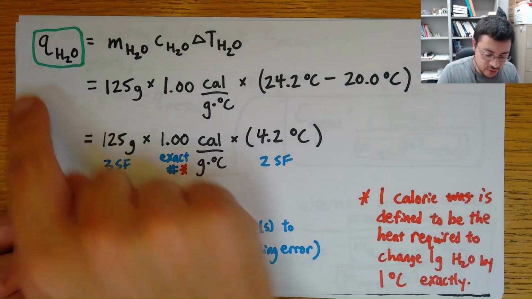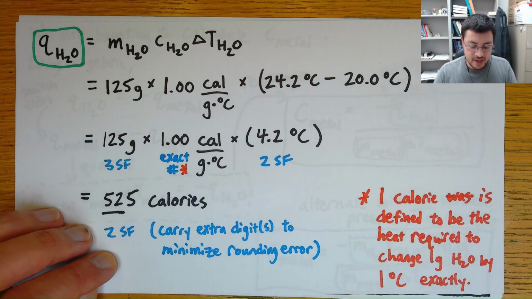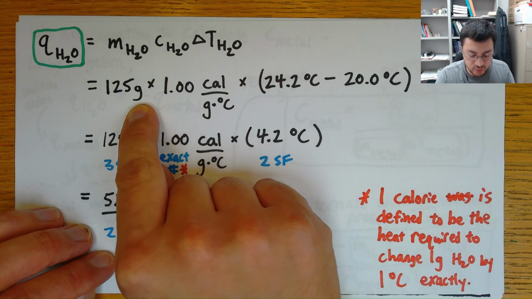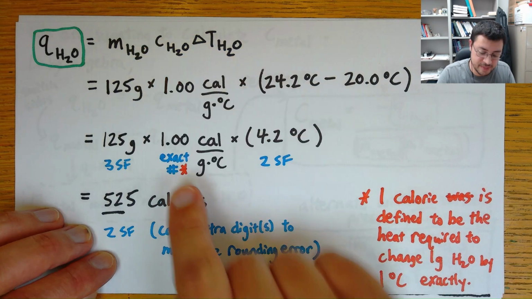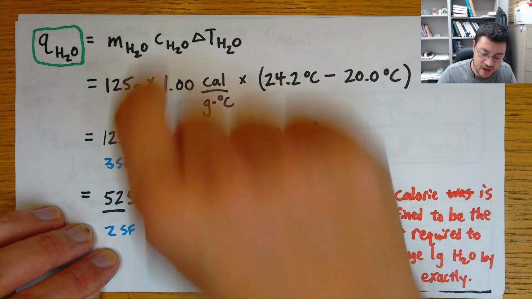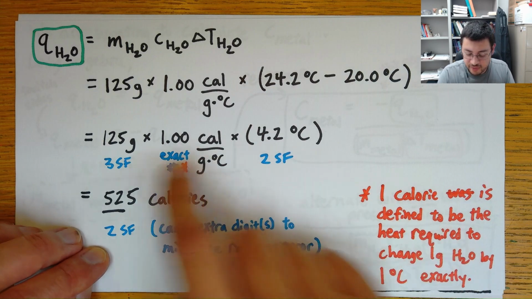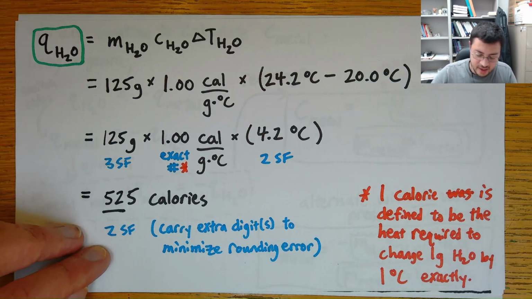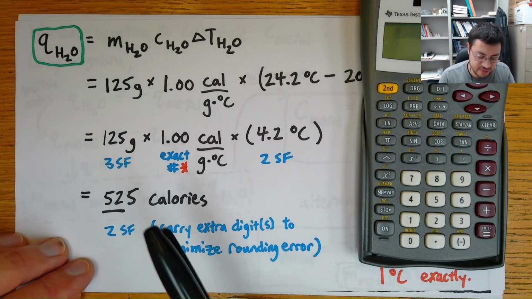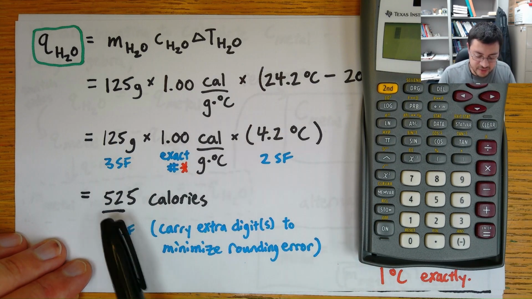Okay, so Q of water equals M water, C water, deltaT water. And now we just plug and chug. Here's our mass being plugged in, 125 grams for the water. Make sure you know which substance you're talking about. Our 1 calorie per gram degrees Celsius, specific heat for water, and then there's our temperature difference, and it becomes 4.2. All right, we are ready to calculate this, but as you can see, I kept track of sig figs as I was going through. 3, infinite, and 2. So we're going to end up with a 2 sig fig number.